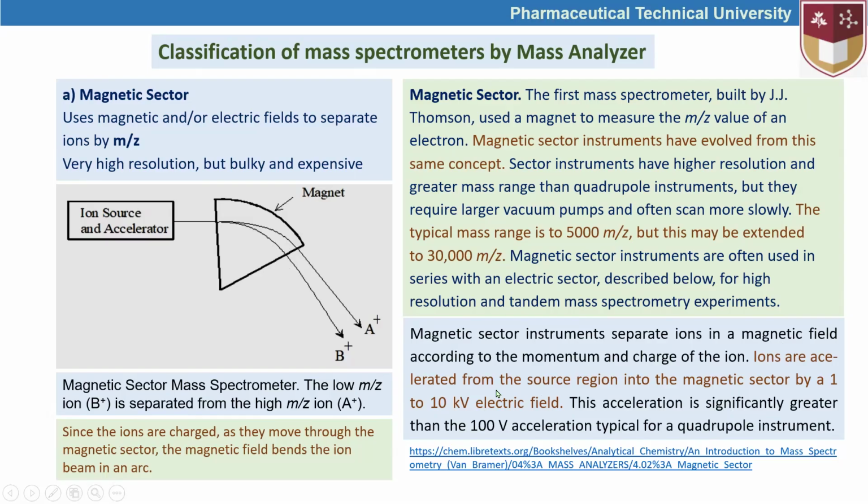Ions are accelerated from the source region into the magnetic sector by a 1 to 10 kilovolt electric field, and this acceleration is significantly greater than the 100 volt acceleration typical for a quadrupole instrument. So compared to a quadrupole instrument, the voltage of the magnetic sector is 10 to 100 times greater.